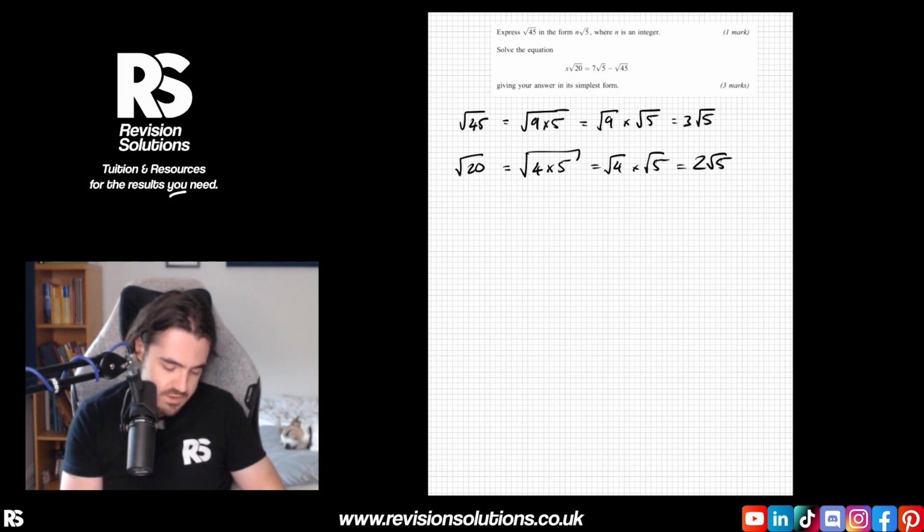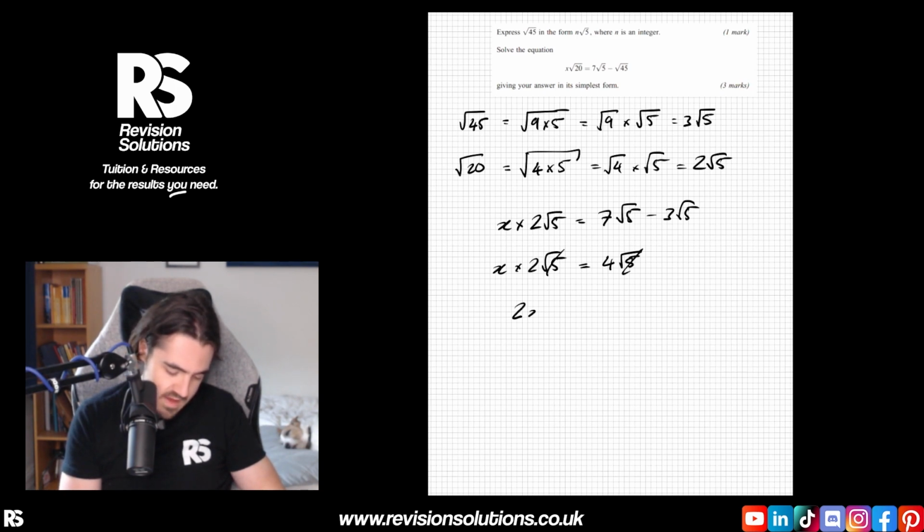So then writing out our equation, we've got x times 2 root 5 would equal 7 root 5 minus 3 lots of root 5. So we've got x times 2 root 5 would equal 4 lots of root 5. And then we can cancel off a factor of root 5 from either side. So we have 2x is equal to 4, meaning x would just equal 2 if we divide by 2 on each side.